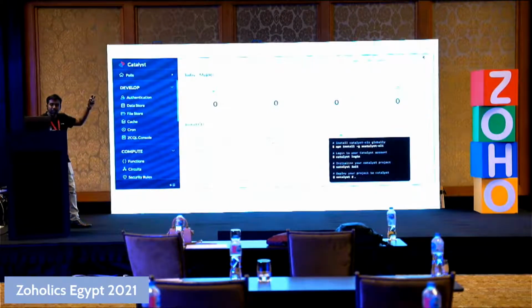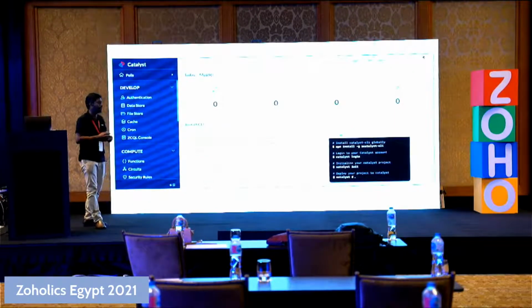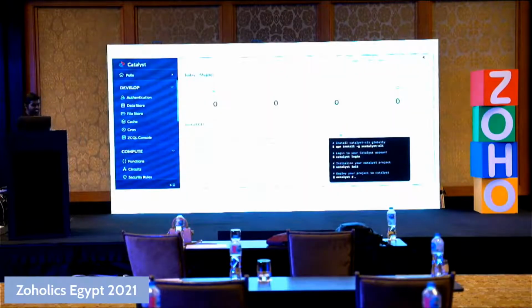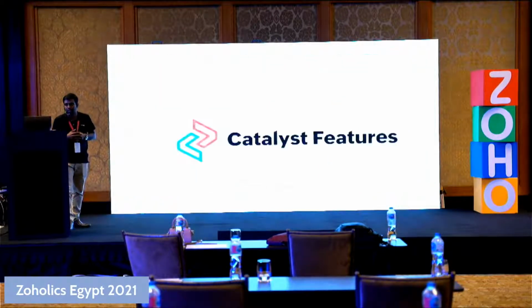So this is a typical developer console of Catalyst. As you can see, this shows the usage metrics of your particular products. Things are zero because it is a demo project; I'm not using it for any custom application. On the left, I just wanted to give you a glimpse of the features available here. You have functions, you have data store, so it is a full stack cloud application building platform. I just wanted to give a quick run through of some of the key features that we have as a part of Catalyst.